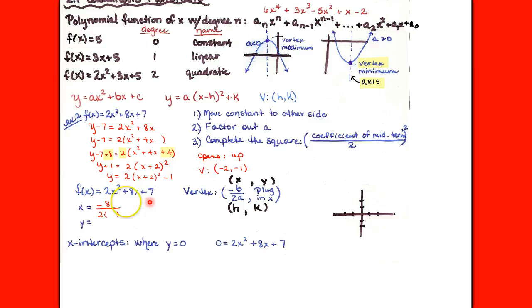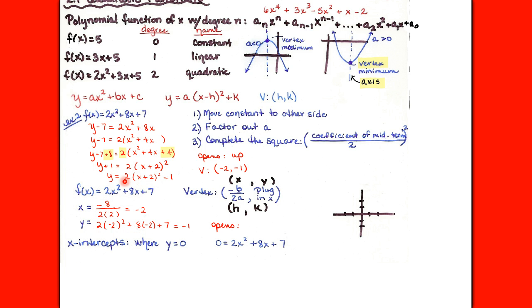So I could go through and I could say b is 8, so that'd be negative b over 2 times a is 2. So negative 8 divided by 4 is going to give me negative 2. That's my x value. And then to find y, we're just going to plug that x value in. And I get that exact same vertex, negative 2, negative 1. Only I get to do this much work instead of this much work.